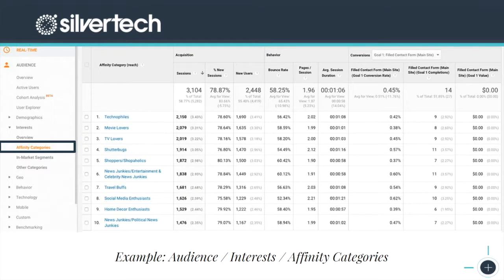Excellent. Here's another useful report. Under Audience, Interests, you can find affinity categories. Sam, can you tell us a little more about what we're looking at here? Yes, so Google actually will trail everyone around the internet.